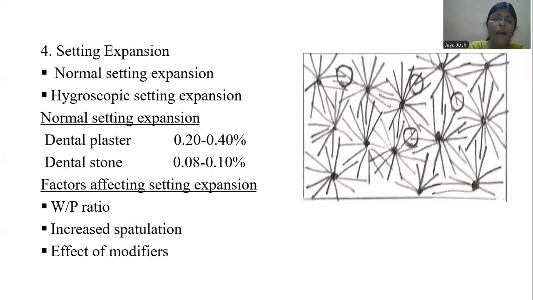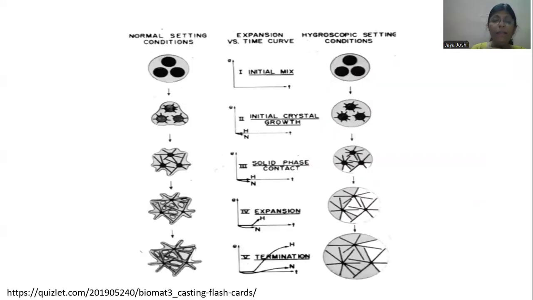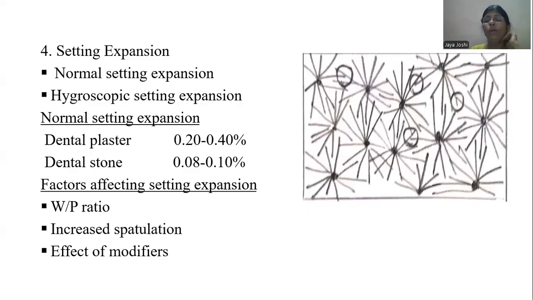Now, what are the different factors affecting setting expansion? Whichever factors increase the rate of reaction are usually responsible for setting expansion. Number one is water powder ratio. Within practical limits, if you take more amount of water, then definitely the expansion will be less, because the crystals will stay apart, they will not come and meet, and then there is no intermeshing, so interception also will slow down.